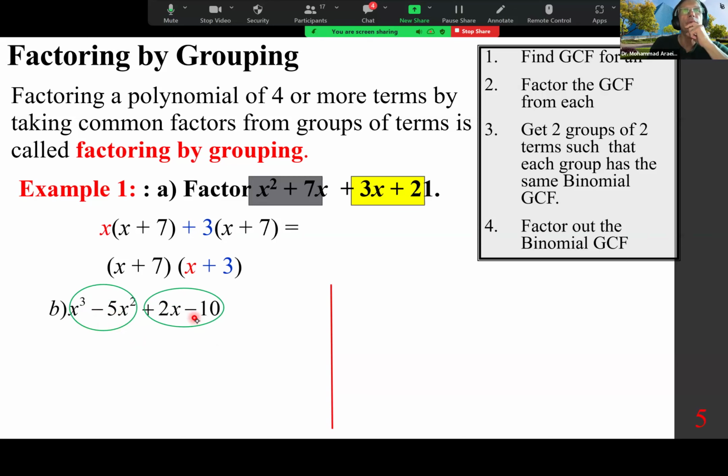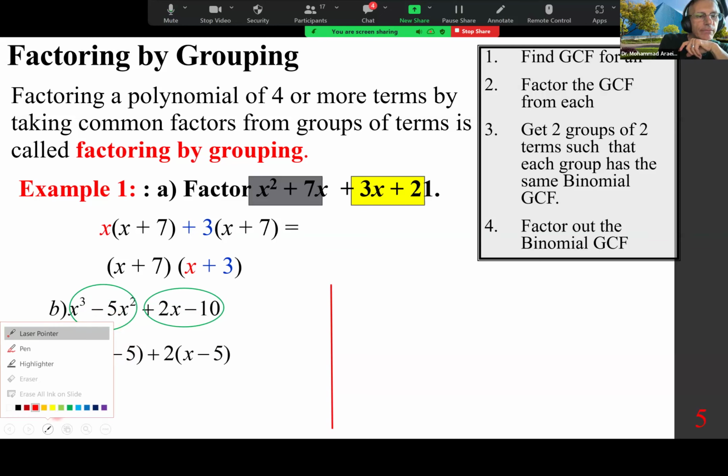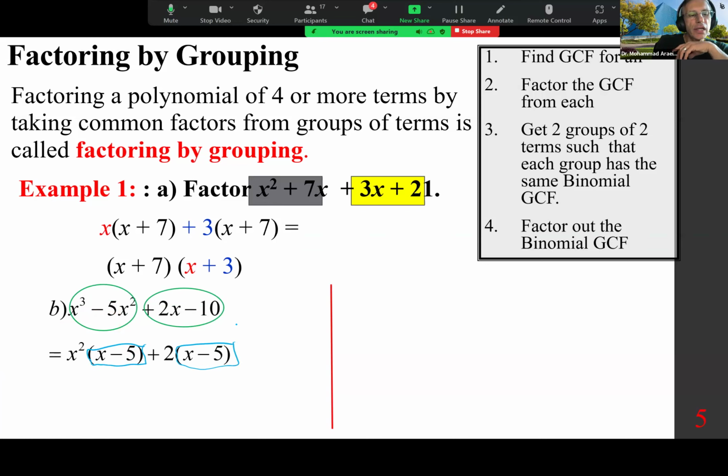What can we take out from here? 2. What matters is that this piece must be the same, and they are. So the answer is x minus 5 times, what is left from here? X squared. What is left from here? 2.